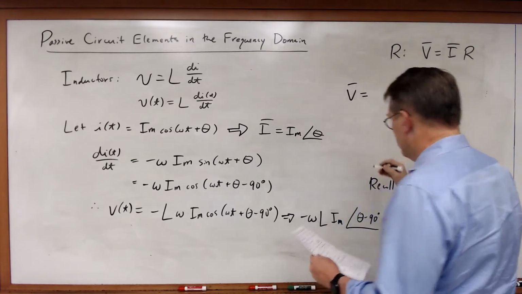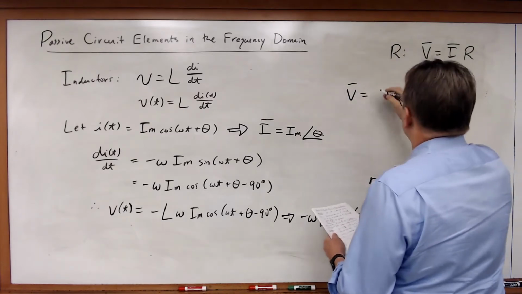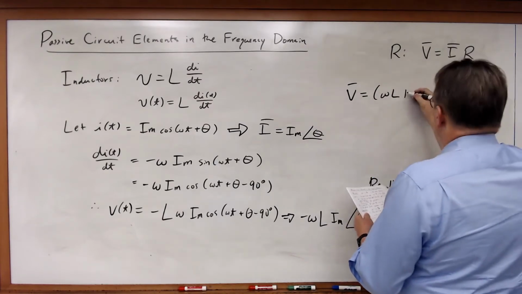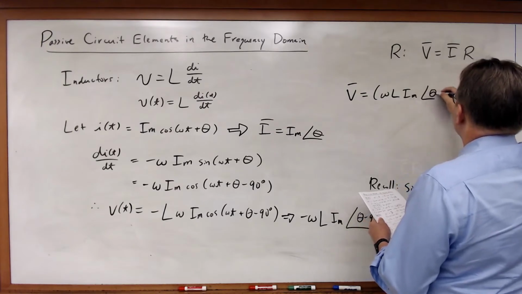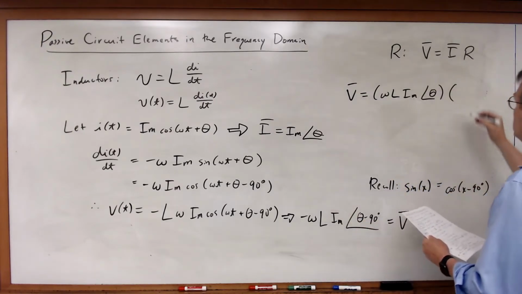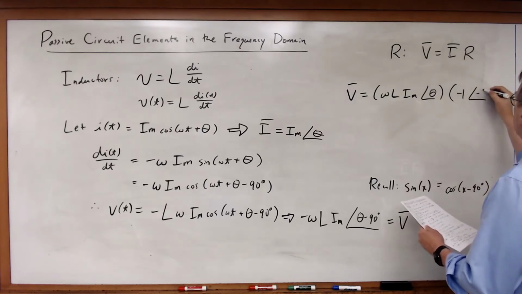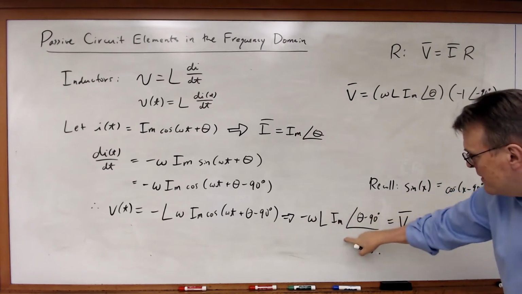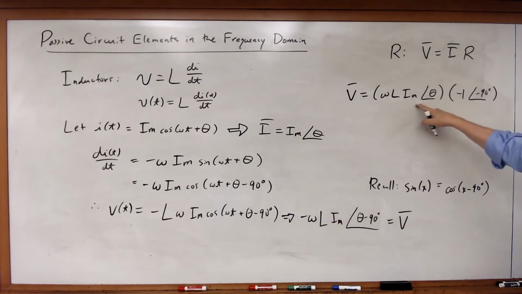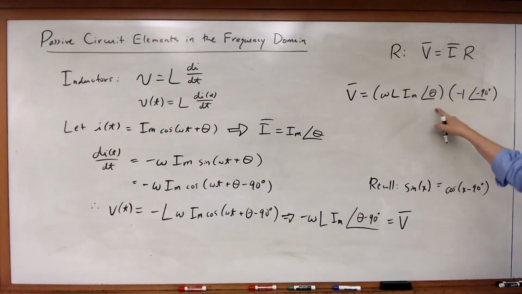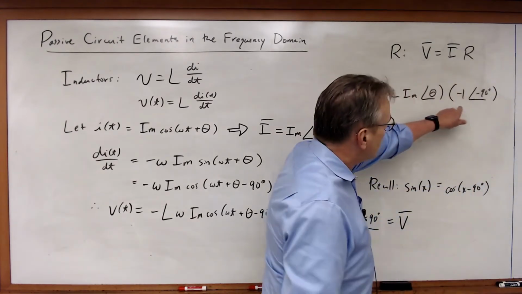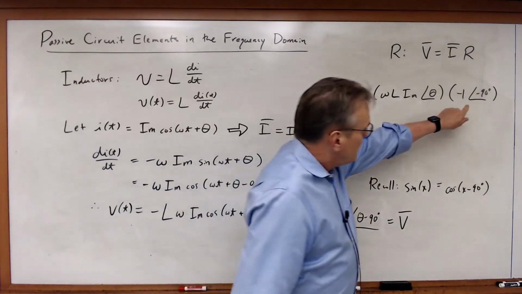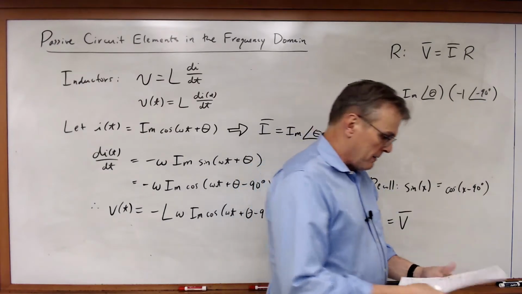So V is equal to omega times L times Im at a phase angle of theta, multiplied times minus 1 at a phase angle of minus 90 degrees. So note, all I've done here is I've taken this expression and decomposed it into these two forms. So I factored out that minus 1 at a phase angle of minus 90 degrees.